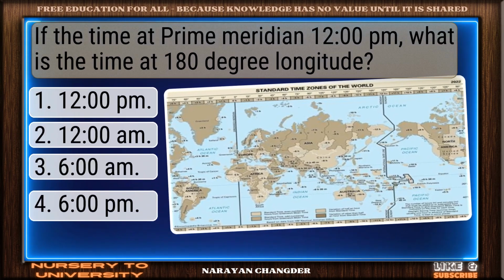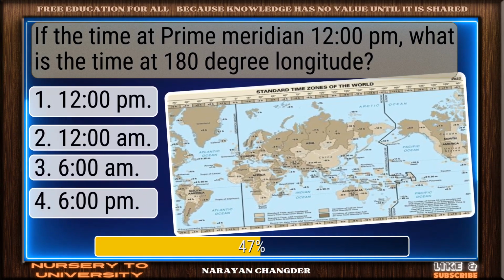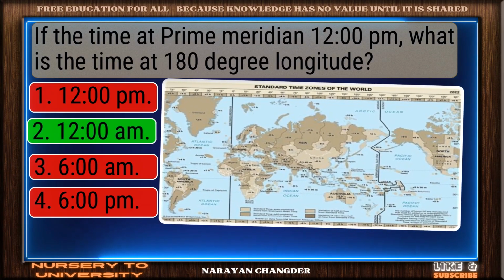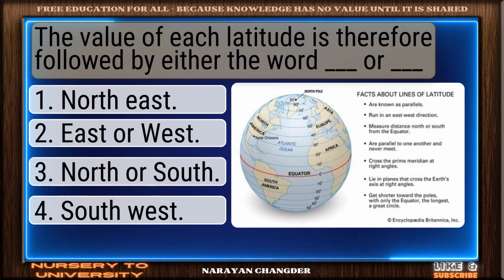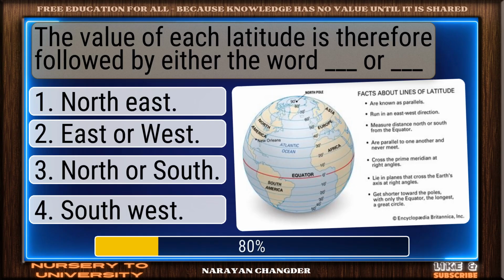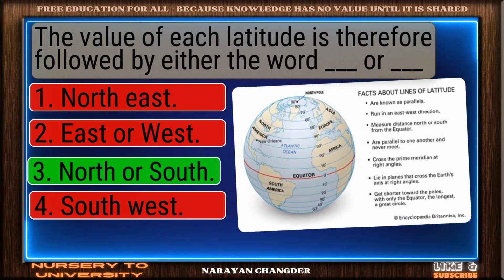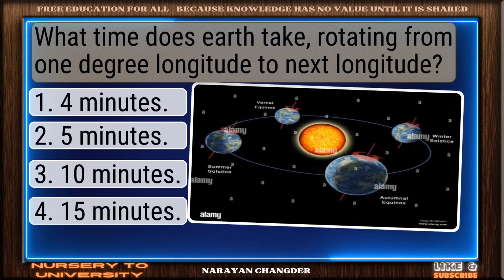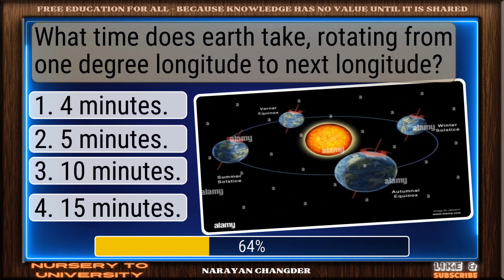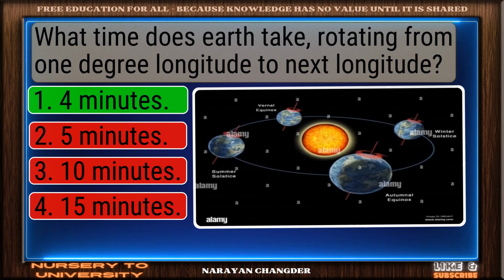If the time at prime meridian is 12:00 p.m., what is the time at 180-degree longitude? Great job. 12:00 a.m. is the accurate answer. The value of each latitude is therefore followed by either the word dash or dash. Good job. Your answer north or south works well here. What time does Earth take rotating from 1 degree longitude to the next longitude? Nice work. You chose 4 minutes, and it is correct.